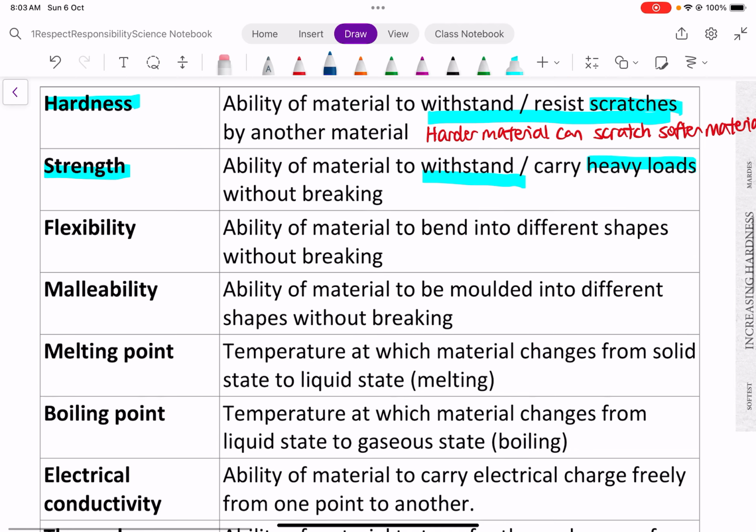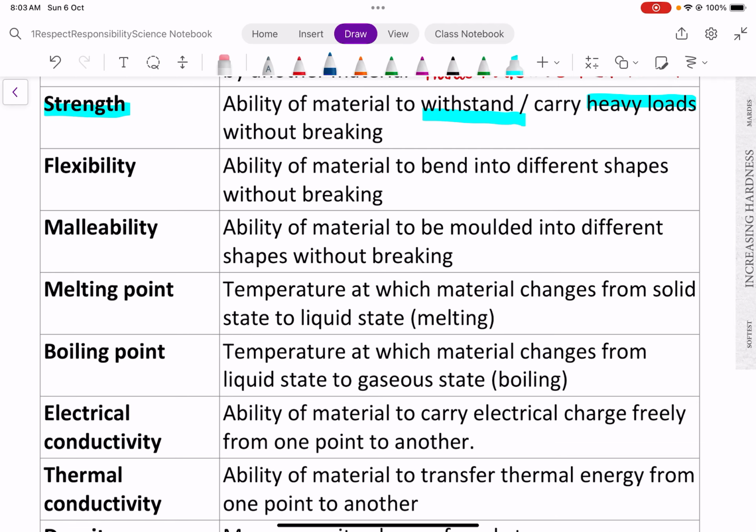Now we move to the concepts of flexibility and malleability. Now these two concepts are rather similar, flexibility and malleability. Flexibility is really the ability to bend into different shapes without breaking. Malleability is the ability of the material to be molded into different shapes without breaking. So malleability starts with M, molded also starts with M. So the idea behind flexibility and malleability is to look at whether the solid, the material, could be changed into a different shape easily without breaking it.